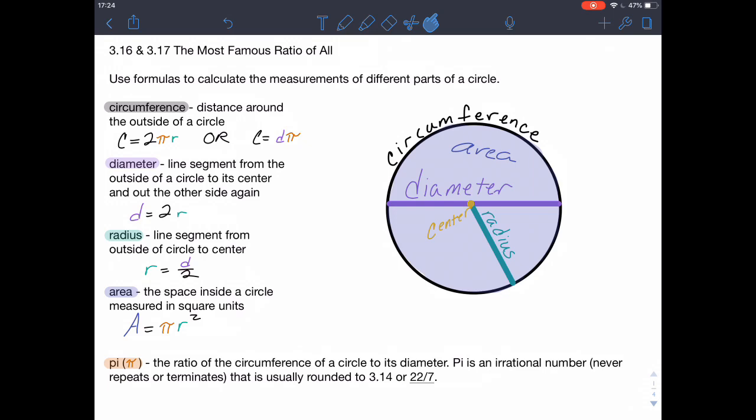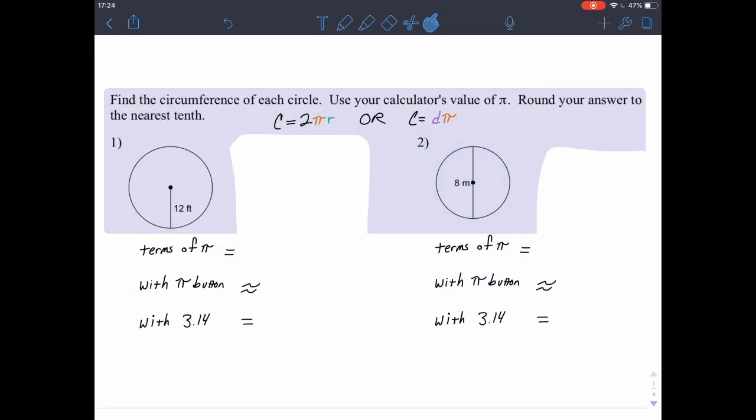Let's start by calculating circumference of some circles using our equations, either 2 times pi times our radius, or diameter times pi. In our first circle, we see that we have a radius of 12 feet. Since we have a radius, we can use the 2 pi r equation. So all we need to do is replace the letter r with the value of the radius, which is 12, and we can solve. There are 3 different ways we could write answers with most of our problems involving circles, and usually your problem will specify which one you should do.